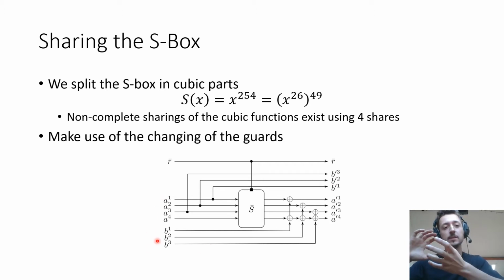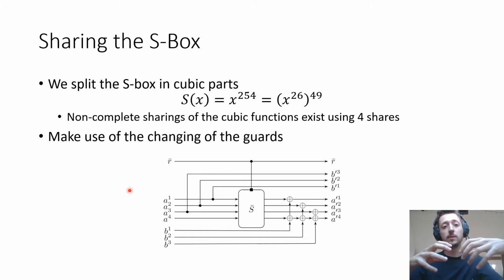Now we make slight adjustments to this changing of the guards method because we consider that S bar might not be non-complete. It might instead be probing secure and calculated over several stages. And these stages might also require extra randomness in the form of R bar. But then also note that we can get all the randomness out again, and the entire output is still a permutation with respect to the entire input.